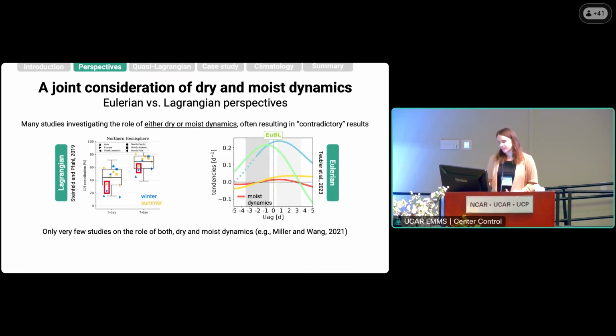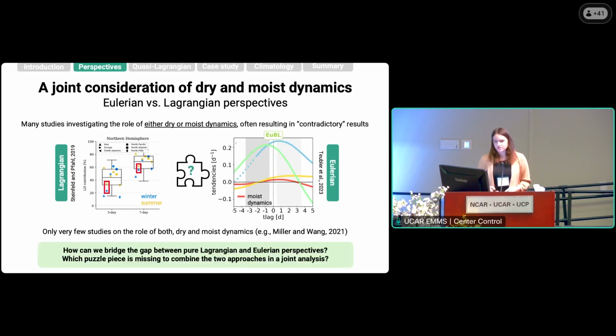However, on the right-hand side, focusing more on a Eulerian perspective, this is a figure that I got from Teubler et al. in 2023. There we are also looking in a composite sense at European blocking, and they were projecting different PV tendencies on blocking over Europe. I just wanted to highlight this red curve that shows the tendencies and the contribution from moist dynamics. You can see it's really close to 0, pointing to a nearly negligible effect of moist processes from this perspective. So this brings us to the question, how can we bridge the gap between the pure Lagrangian and Eulerian perspectives? And which puzzle piece is missing to combine the 2 approaches in a joint analysis?